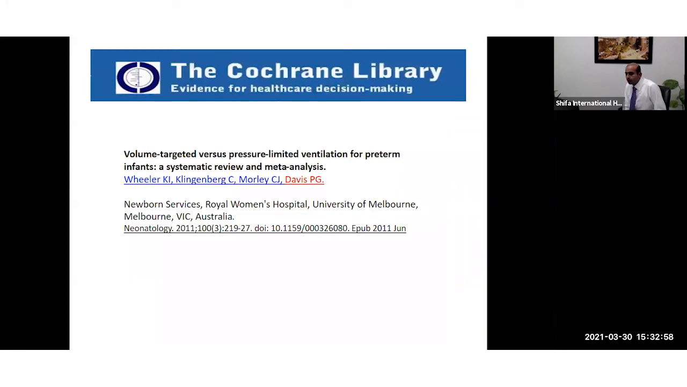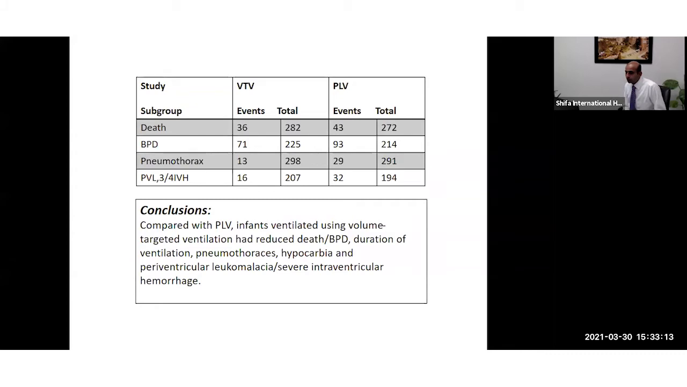So now we have pretty good evidence that volume targeted ventilation is better than pressure control ventilation, especially in preterm babies. This is the systematic review and meta-analysis from Australia. And they showed that between the two groups, volume targeted ventilation versus pressure limited ventilation, there was a reduced rate of death, reduced BPD, reduced pneumothorax, and reduced incidence of PVL and grade 3 and grade 4 IVH.